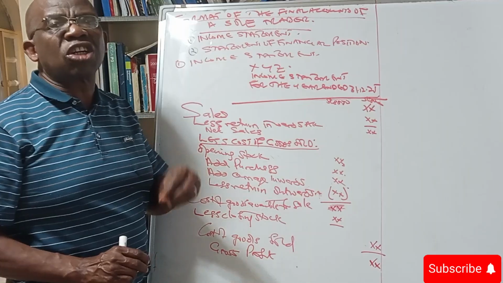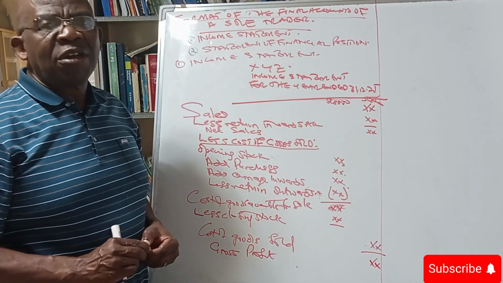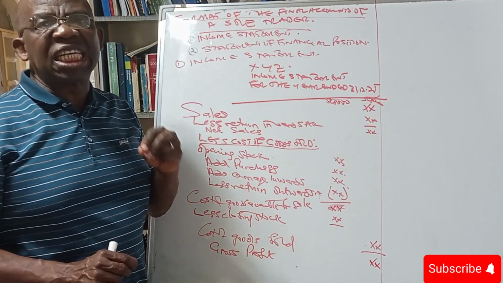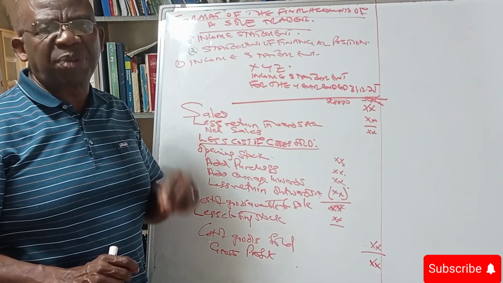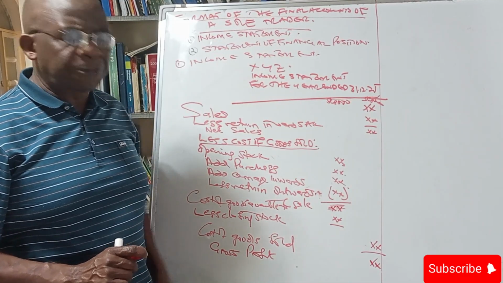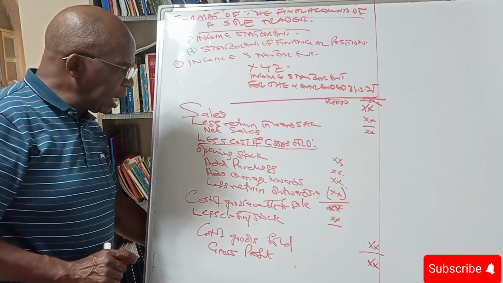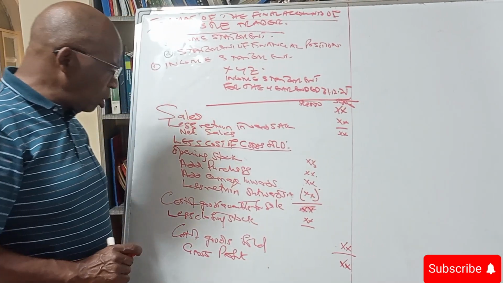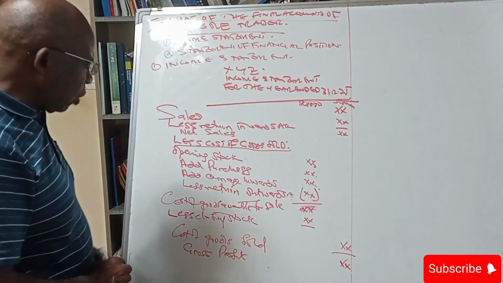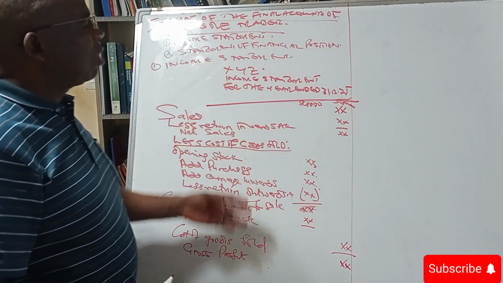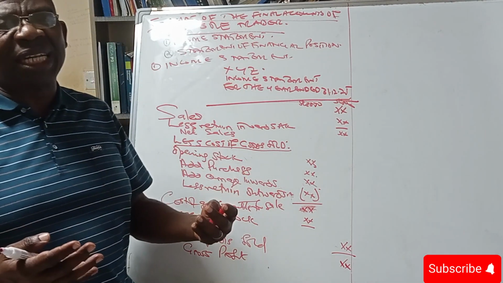Why do we call it gross profit? We call it gross profit because it is profit before deducting operating expenses.